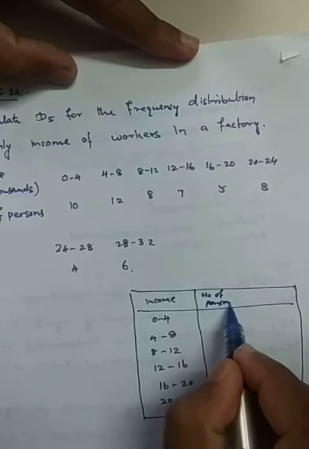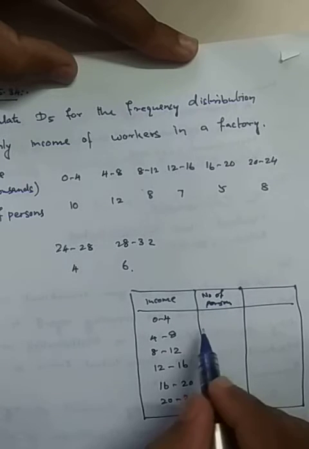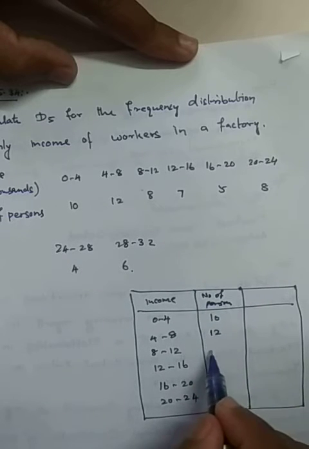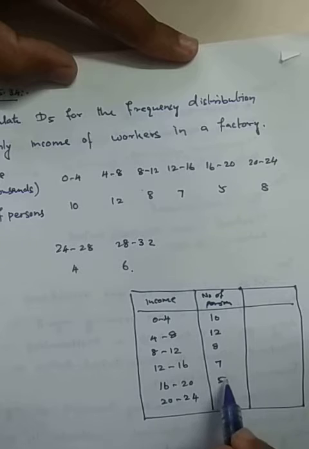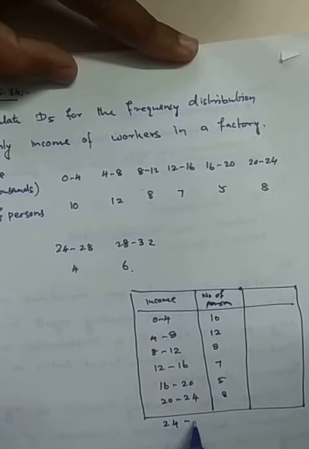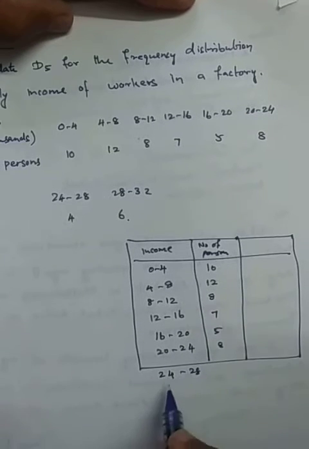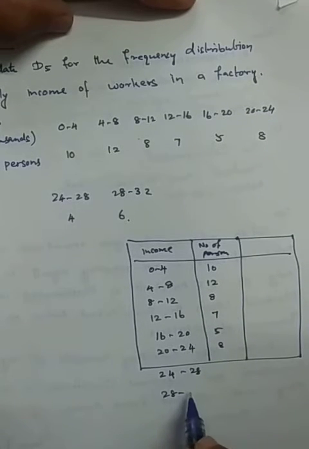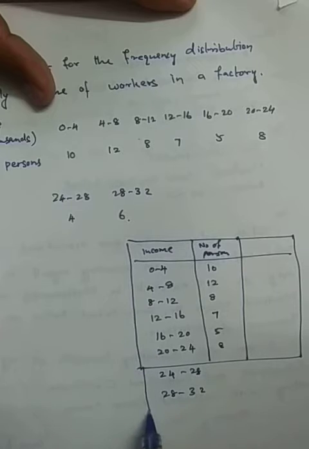Okay, the number of persons coming is how much? 10, 12, 8, 7, 5, 8. I didn't write this one. So 24 to 28, and then 28 to 32. This also we need to add.